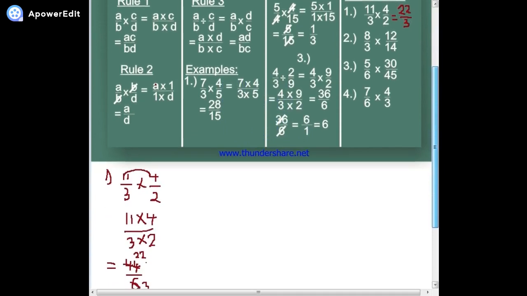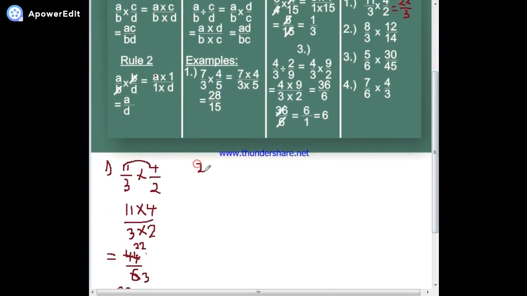Now let's move to the second question. We state that 8 over 3 times 12 over 14. So how are we going to solve this? We can use the divisible method for this. 3 in 3 is 1, and 3 in 12, that is 4.